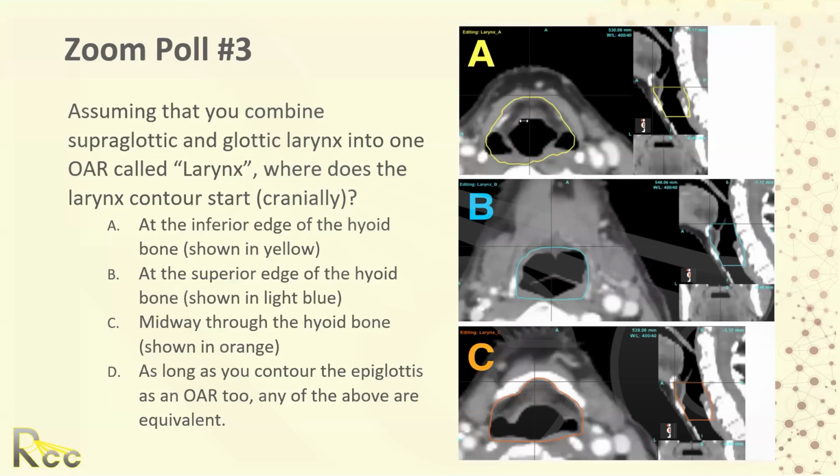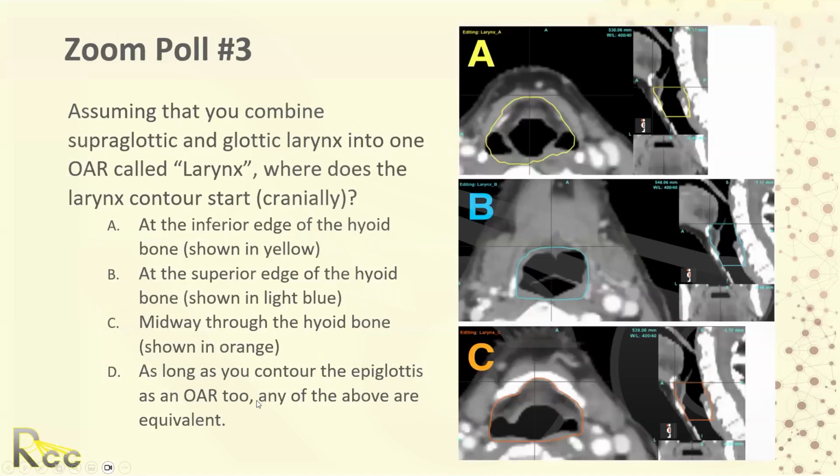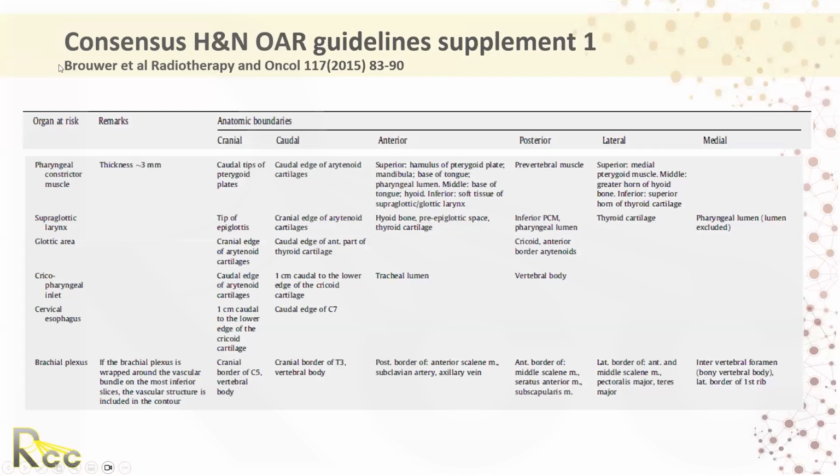So the most popular answer is B, which is correct. Answer B. So it's easy to remember: a good larynx contour starts at the top edge of the hyoid bone and then you work your way down. It's also important to note that you can draw the epiglottis separately if you need to, but choice D, as long as any of the above are equivalent, is incorrect. You want to draw the larynx always in its entirety. So when you're doing your treatment planning, you want to minimize the risk of dysphagia and aspiration. So I want to highlight this reference.